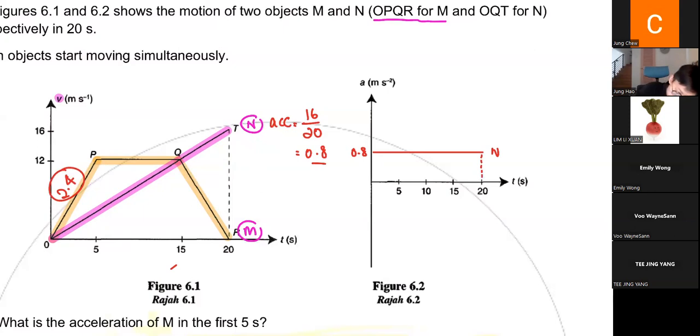Then what about the orange colour one? The orange one is a bit more laborious, because you have to do OP first. From 0 to 5, the acceleration is 2.4. I've calculated this already. Let's just catch somebody off guard. Who should we target today? Okay, we target Erwin. So Erwin, what is the PQ acceleration?